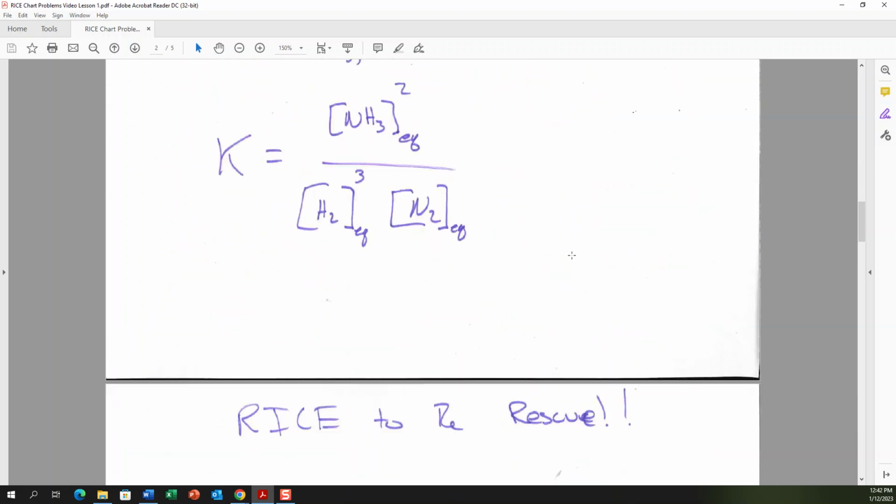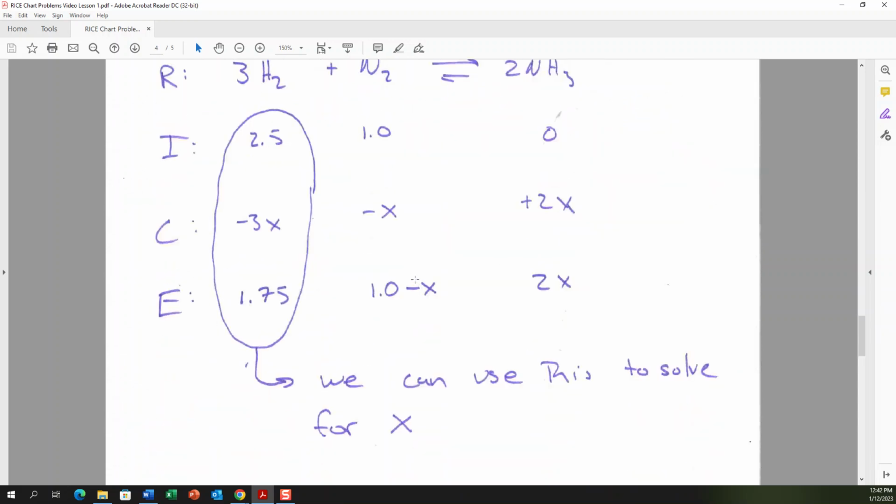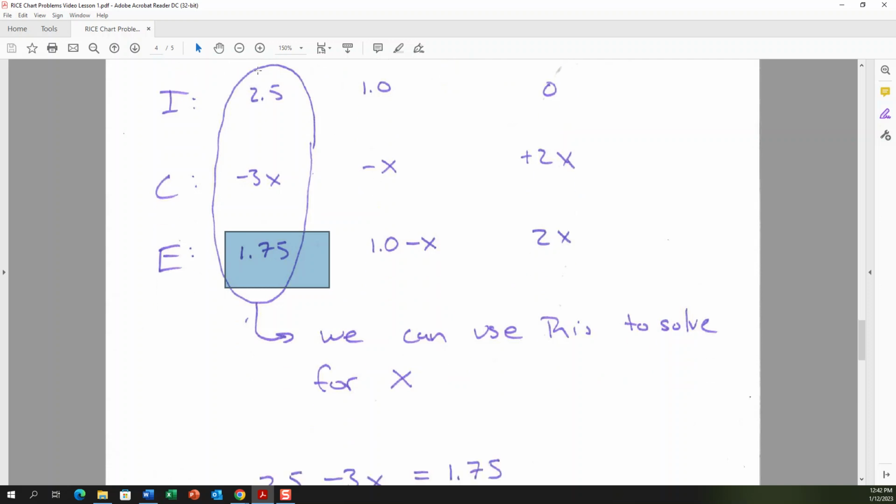All right? So if we look at our RICE chart, kind of reorganized, we can have these equilibrium concentrations in terms of x, but we don't need that for the hydrogen because they told us what it was. And now we can use this part. If we have the initial amount and we have the final amount and we know what the change is, we can solve for x. And once we solve for x, that unlocks everything in the box here. It unlocks everything in the chart. And now we can get those numbers, and we can plug those into our equilibrium expression. Okay, so we'll use this to solve for x.